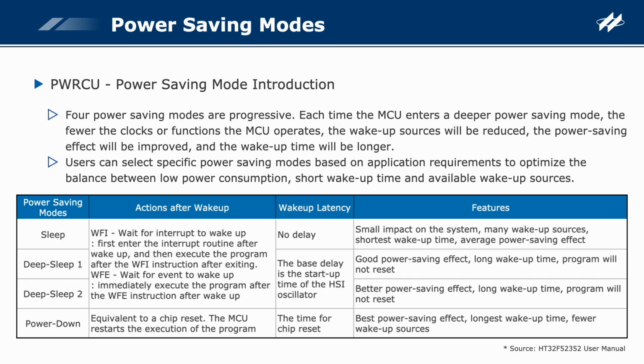Users can select specific power-saving modes based on their application requirements to optimize the balance between low power consumption, short wake-up times, and available wake-up sources. In the above power-saving modes, if the backup domain is normally powered, the RTC in the backup domain will operate normally, and the registers in the backup domain will be stored without being affected by the power consumption mode.